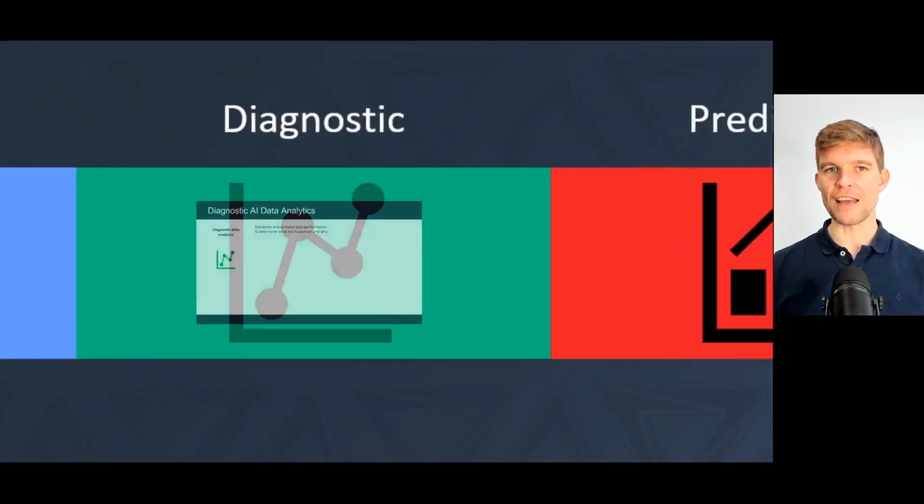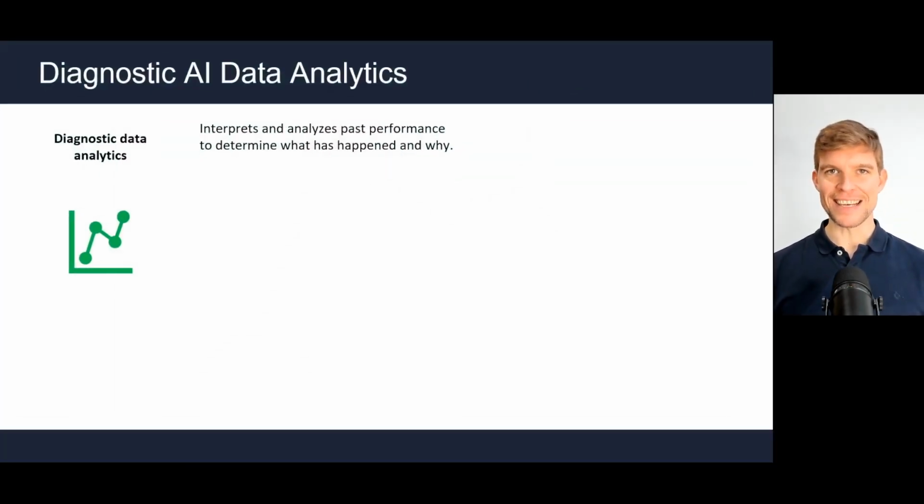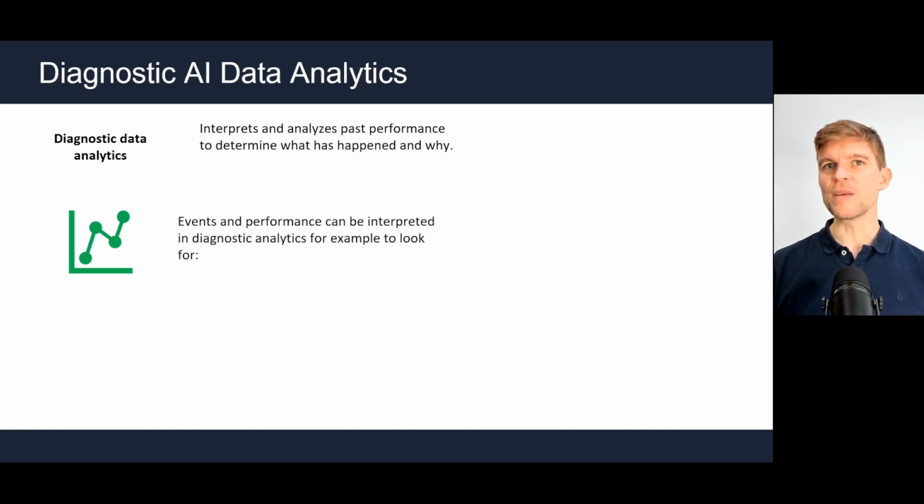I want you to understand that for diagnostic data analytics, this is where AI excels. It's extremely good at understanding patterns in information. And so when it is looking at past performance and determining what has happened and why, it'll be able to detect things that are slightly off the norm in a way that would take humans a lot of time. So events and performance can be interpreted in diagnostic analytics, for instance, to understand underlying trends and go one deeper and try to understand why those underlying trends are happening or how they can influence us.